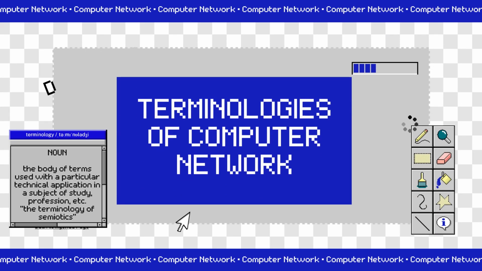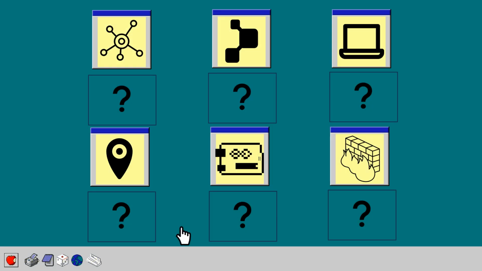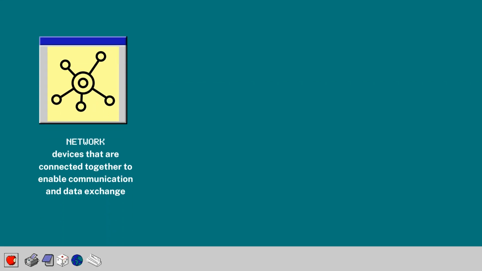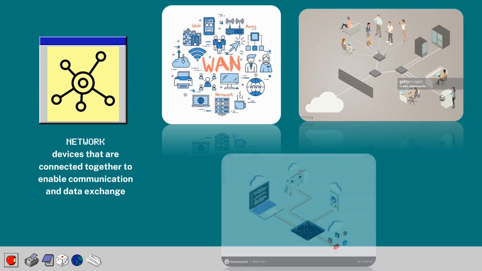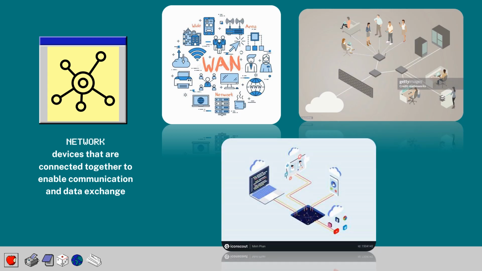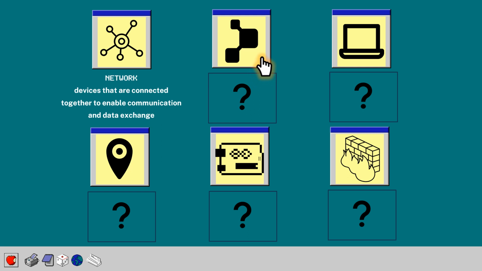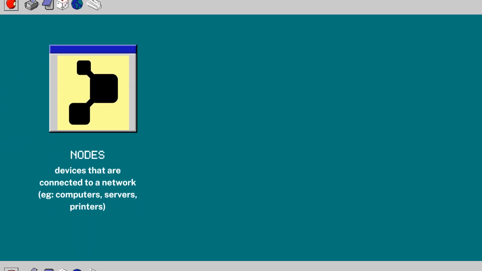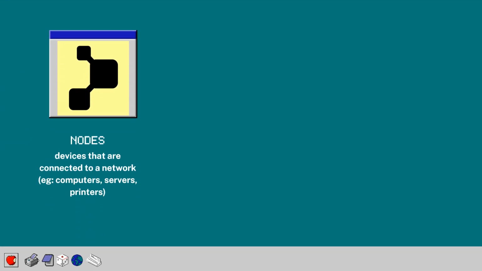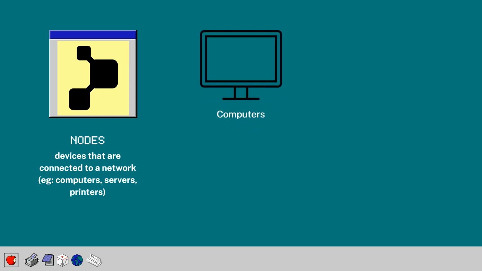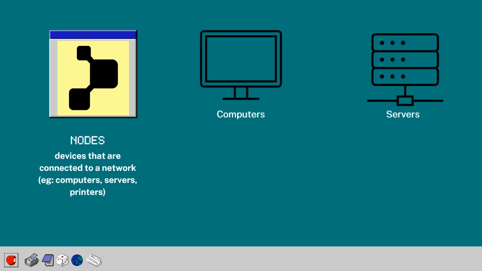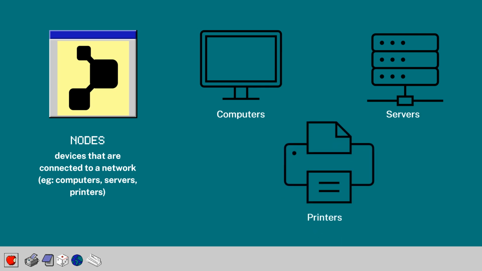Now look at the terminology of computer network. Do you know some of the terminologies? So first terminology is the network. Network is a device that are connected together to enable communication and data exchange. Secondly, nodes. Node is a device that are connected to a network. Some examples of nodes are computers, servers, and printers.